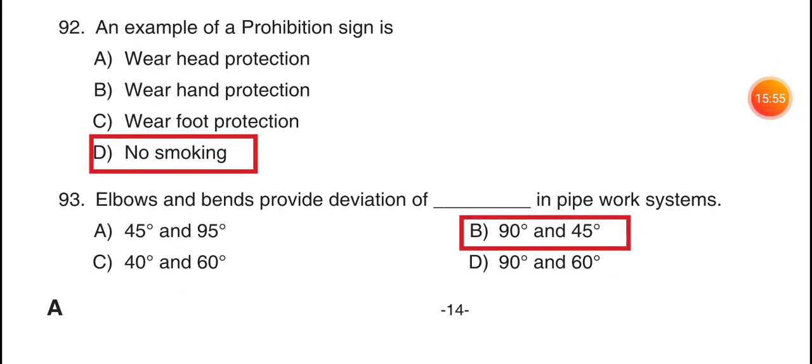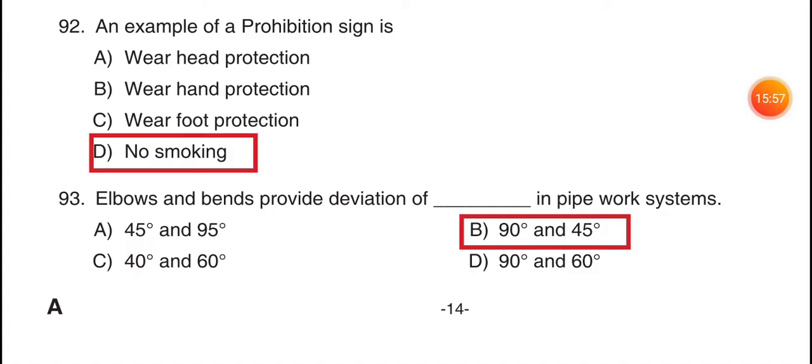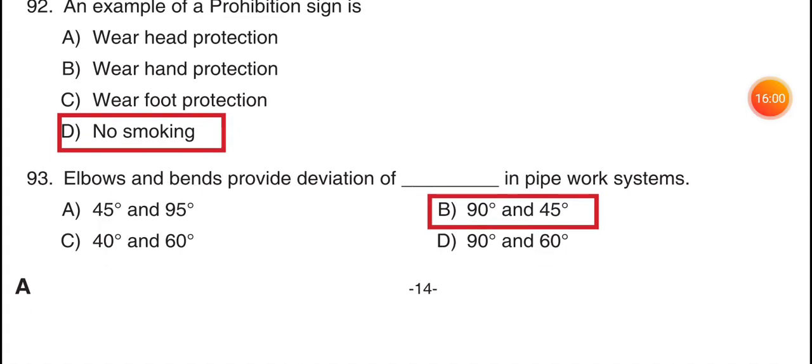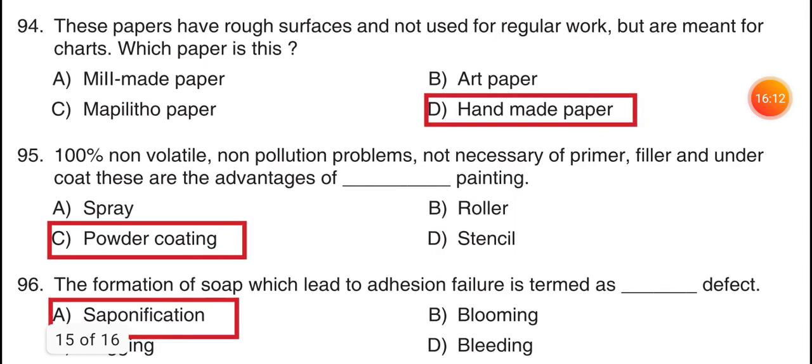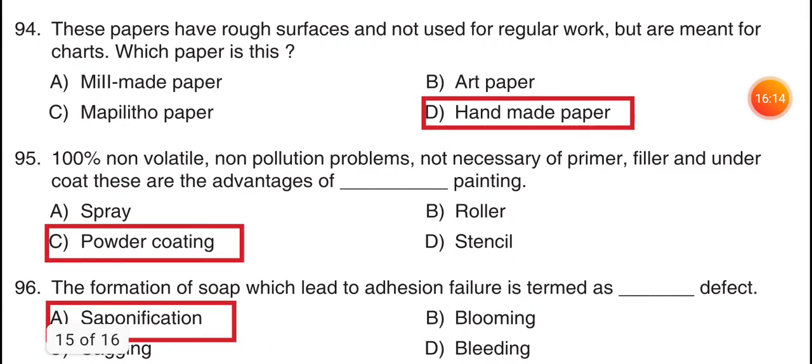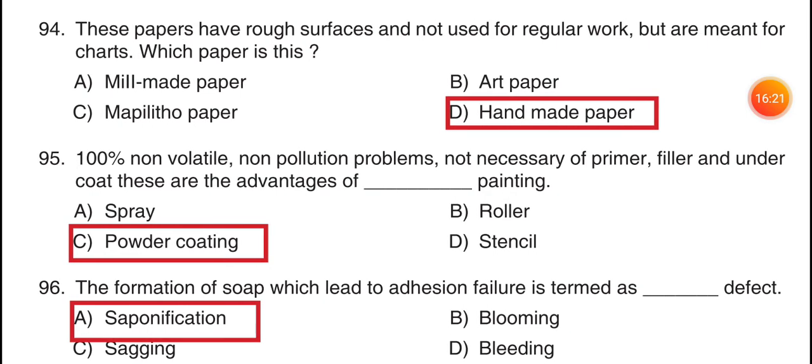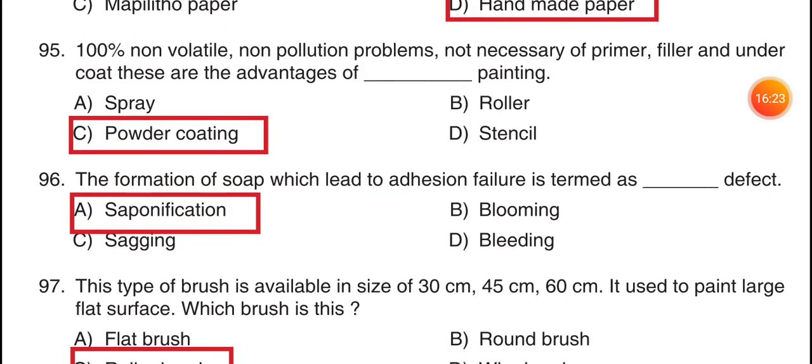92. An example of prohibition sign is. Option D, no smoking. 93. Elbows and bends provide deviation of dash in the pipe work systems. Option B, 90 degree and 45 degree. 94. These papers have rough surfaces and not used for regular work but are meant for chart. Which paper is this? Option D, handmade paper.